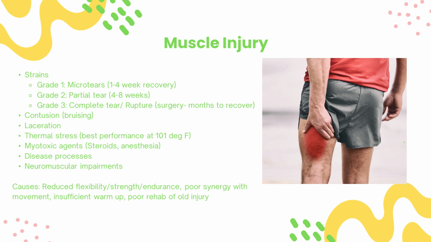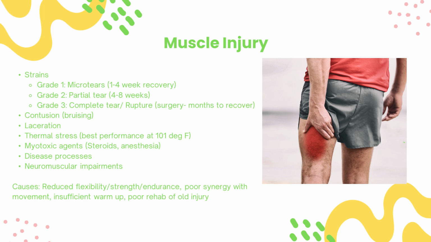Strains are graded into 3 different grades. So we have a grade 1, which is going to be small micro tears to the actual muscle. This can take about a week to 4 weeks to recover. It's pretty minor. And then we go into grade 2, where we have partial tearing, but the muscle and the tendon are partially intact. This is a little bit more serious. This is anywhere from 4 to 8 weeks of a recovery process.